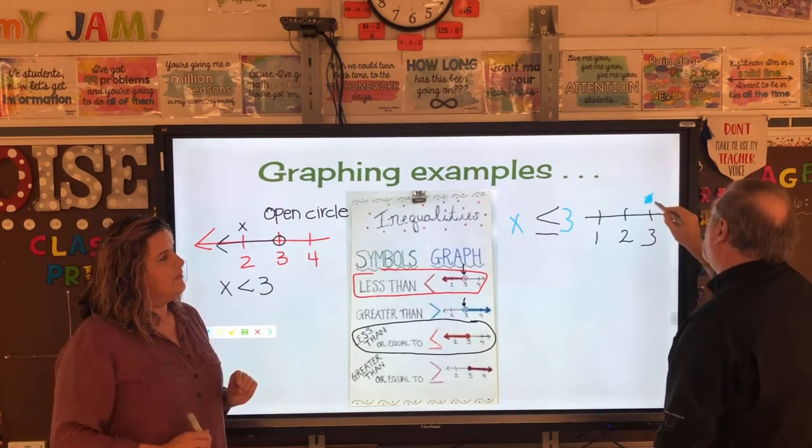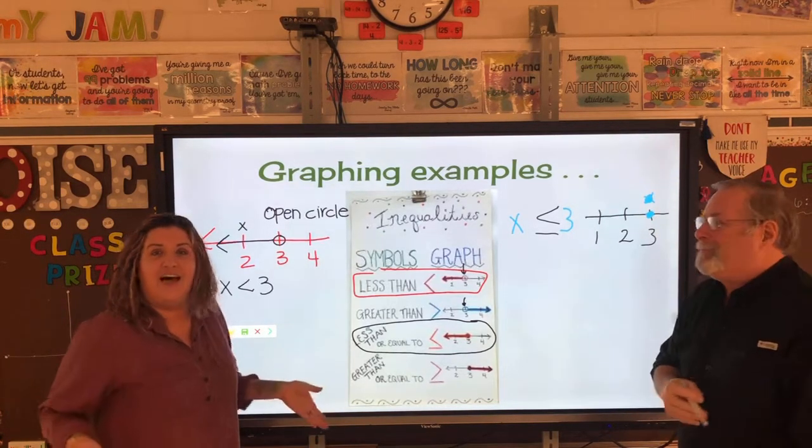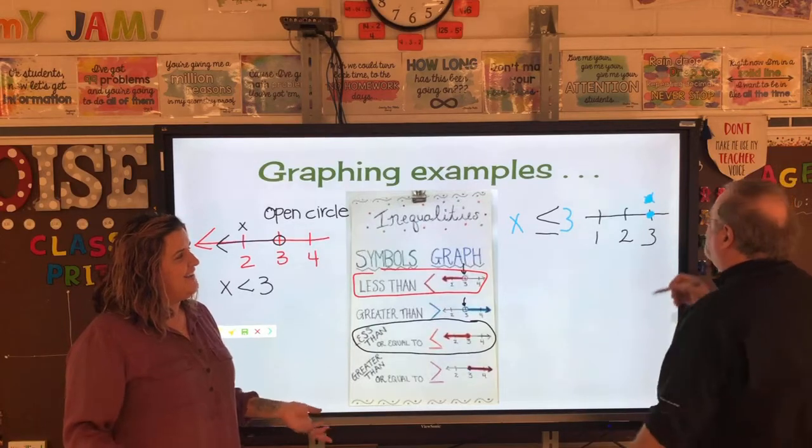Now, I guess she doesn't really like this. She likes it when you put it on the number line. That's why we changed the color. That's right. I always put it above. She always puts it on.